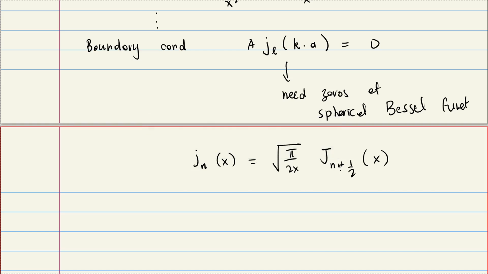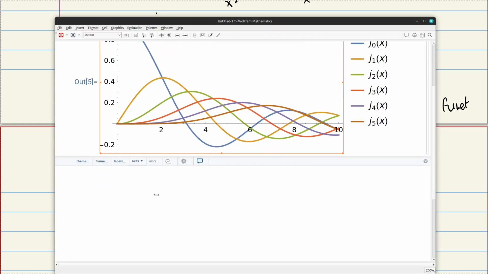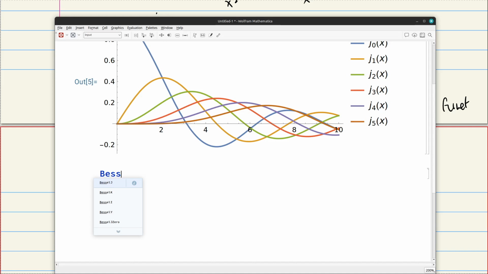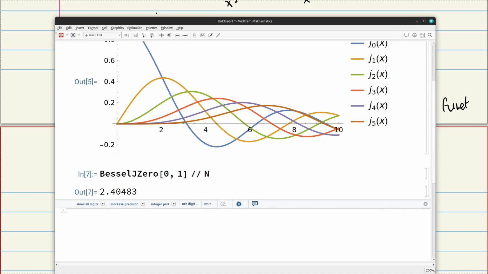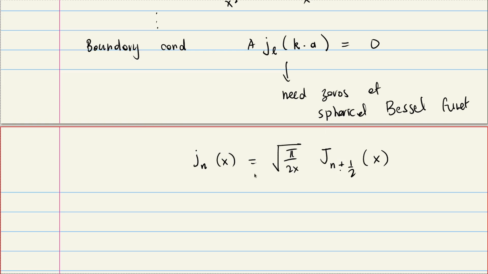Let me show you. So I think how did I do it? BesselJZero, for example, you can look at zeroth Bessel function. I don't know, first zero, and this will give you the expression, but you need to evaluate it, and it is at 2.4. If you go and put this number to Bessel function, it's going to be 0. And you can see zeros of normal Bessel function with integer shift is zeros of spherical Bessel function.